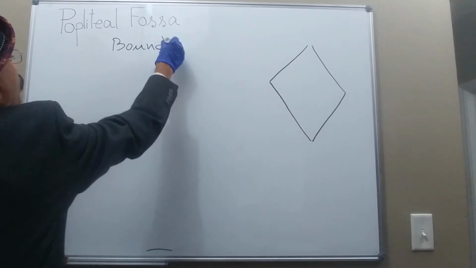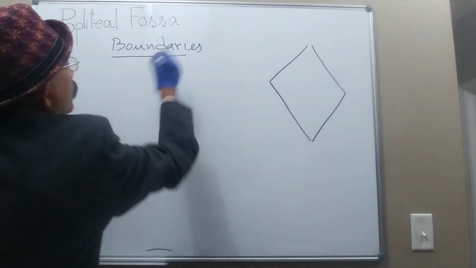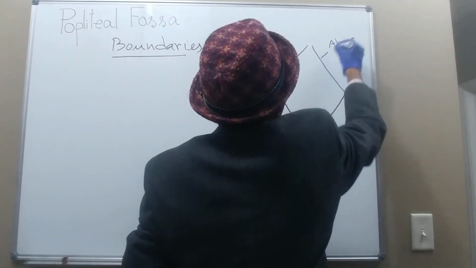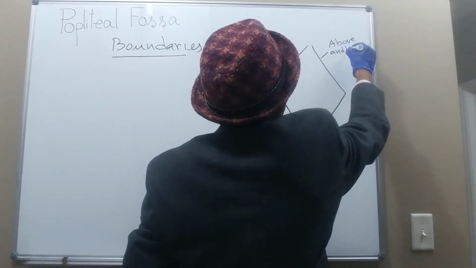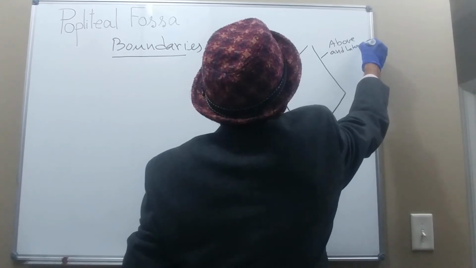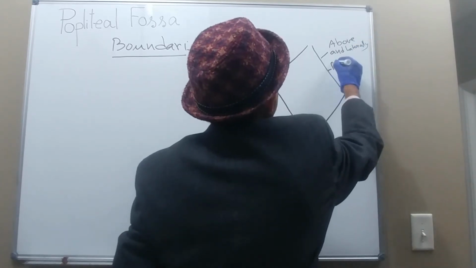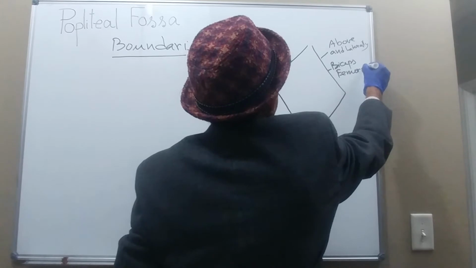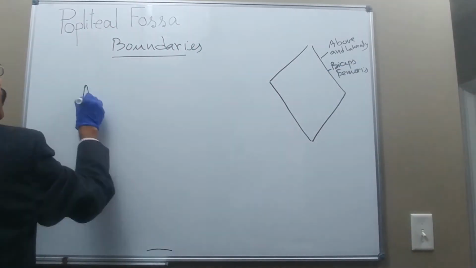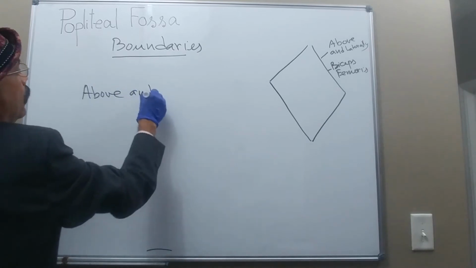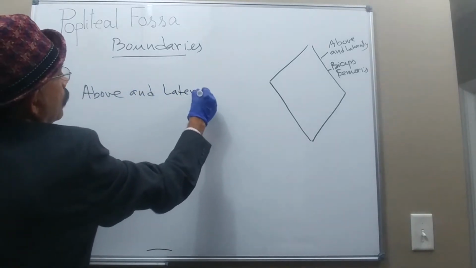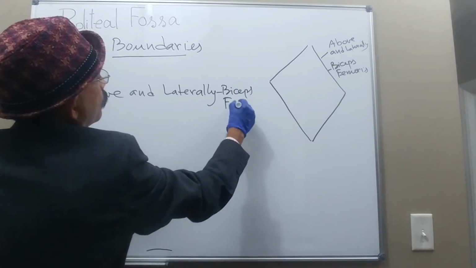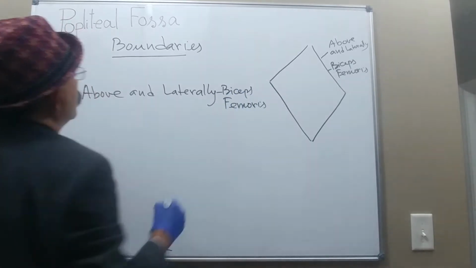Boundaries. Above and laterally, it is bounded by the biceps femoris muscle.